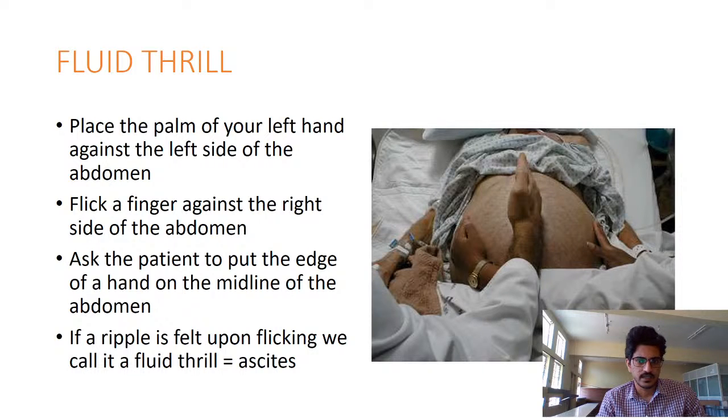Basically, in case of fluid thrill, the patient is in supine position and you place the palm of your left hand against the left side of the abdomen, and flick the finger against the right side of the abdomen. So ask the patient to put the edge of the hand in the middle of the abdomen, or you take some other support. Okay, so if the ripple is felt upon flicking, we call it fluid thrill. I hope you can see the picture.